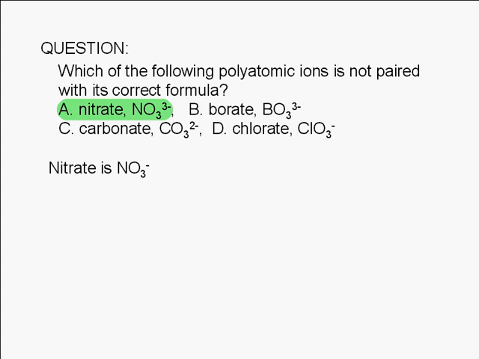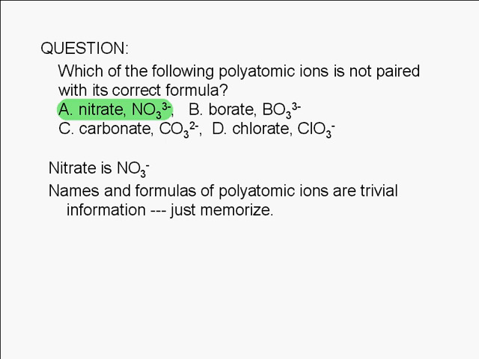The correct formula for nitrate is NO3 with a -1 charge. Names and formulas of polyatomic ions are trivial information. In other words, you just need to memorize them as part of the basic vocabulary of chemistry. Whether or not your teacher requires you to memorize them, it's a good idea to just memorize them.